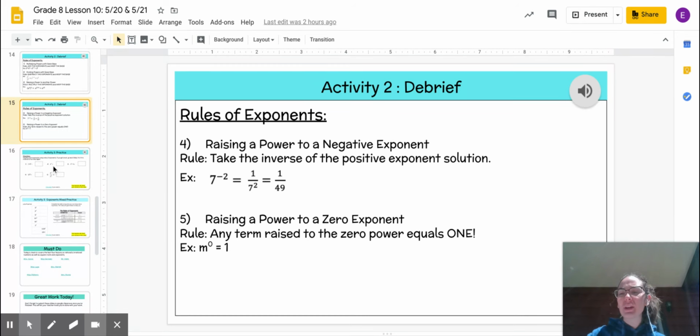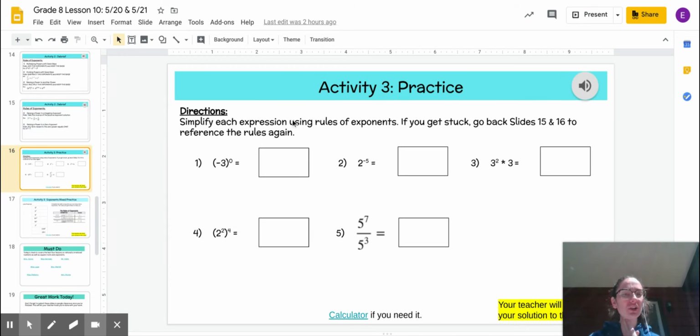Okay, so then we're going to come down to slide number 16, and you're going to use the rules from slide 14 and 15 to find these values. So you're going to have to use the rule, that 0 rule. You're going to have to use the negative rule. You're going to have to use the multiplication rule, the now multiplying a power times a power rule, and then our division rule.